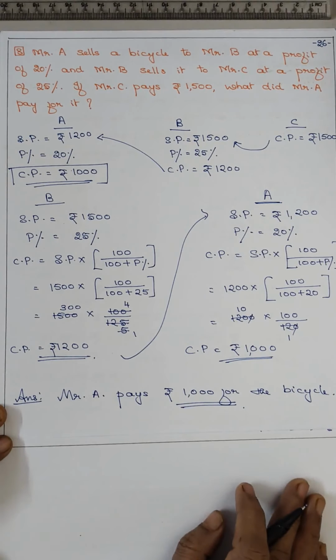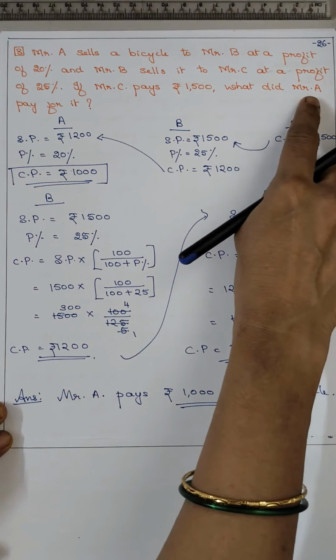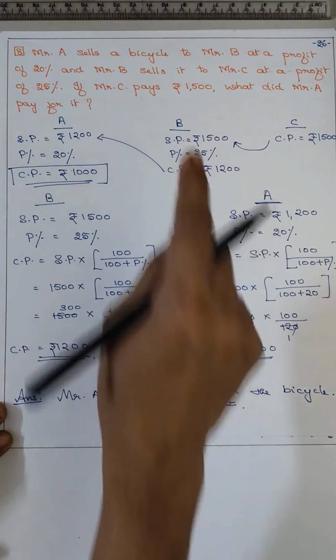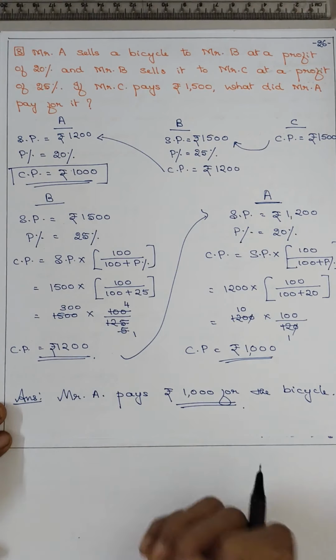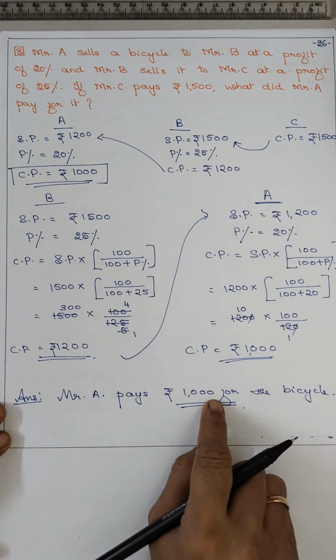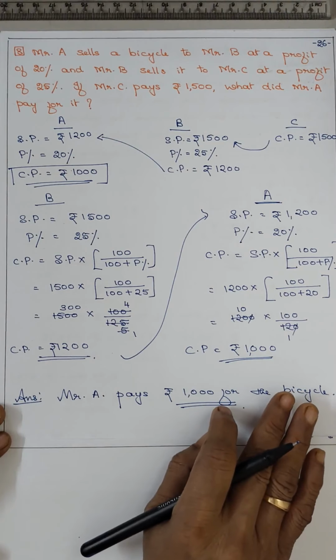Mark this question also. It's tricky, isn't it? What did Mr. A pay for it? That is, he paid. At the time of buying, how much money did he pay? That is CP. So once again we will recollect.